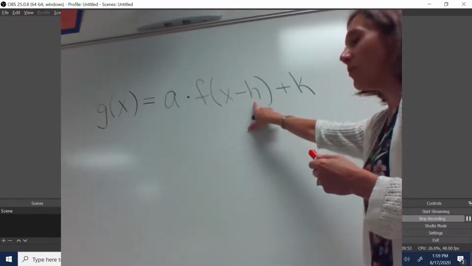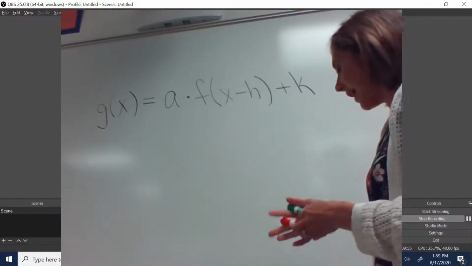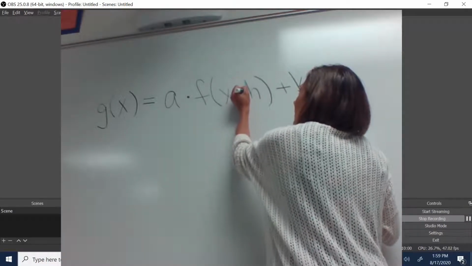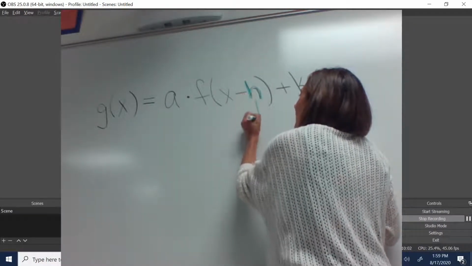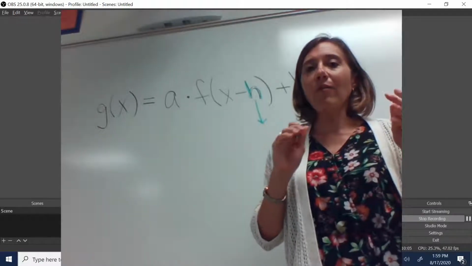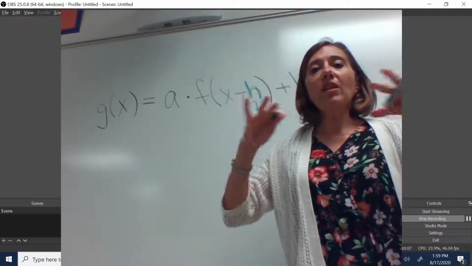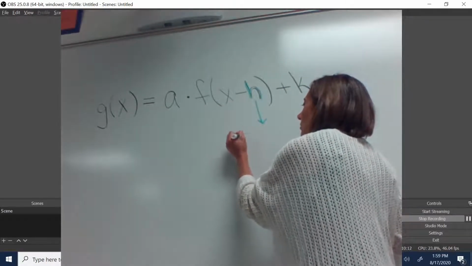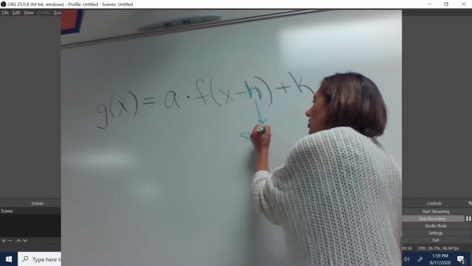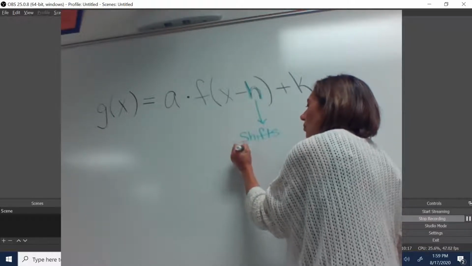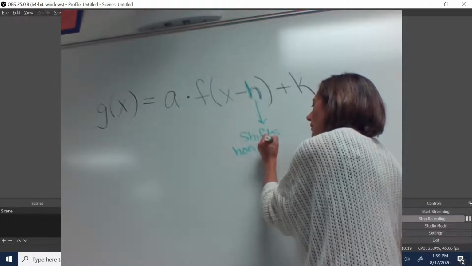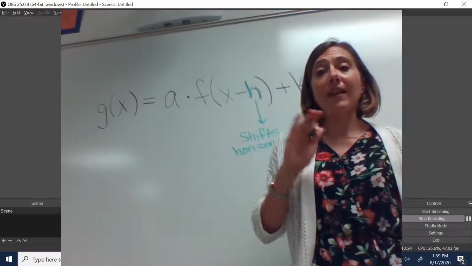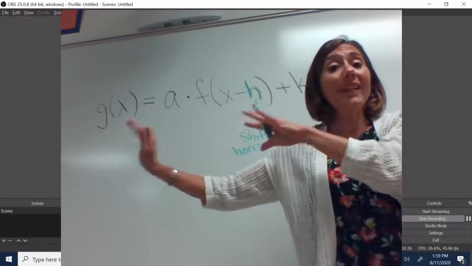And so the first exploration that you did had to do with the H value here. So I'm going to mark this H in green. And that H value controlled the horizontal shifts. H for horizontal. Shifts horizontally. So this would be slide to the left, slide to the right. Or I did that backwards. Slide to the left, slide to the right.